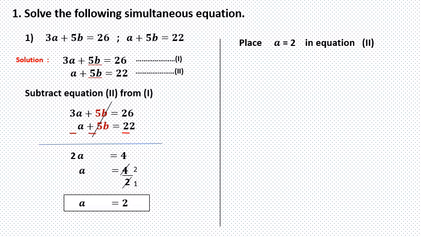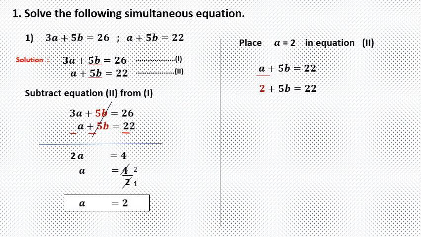So what is our equation number 2? Equation number 2 is a plus 5b equal to 22. So at the place of a, you have to write the value of a, that is 2. At the place of a, I have written its value. 2 plus 5b equal to 22. Now we have to find the value of b.